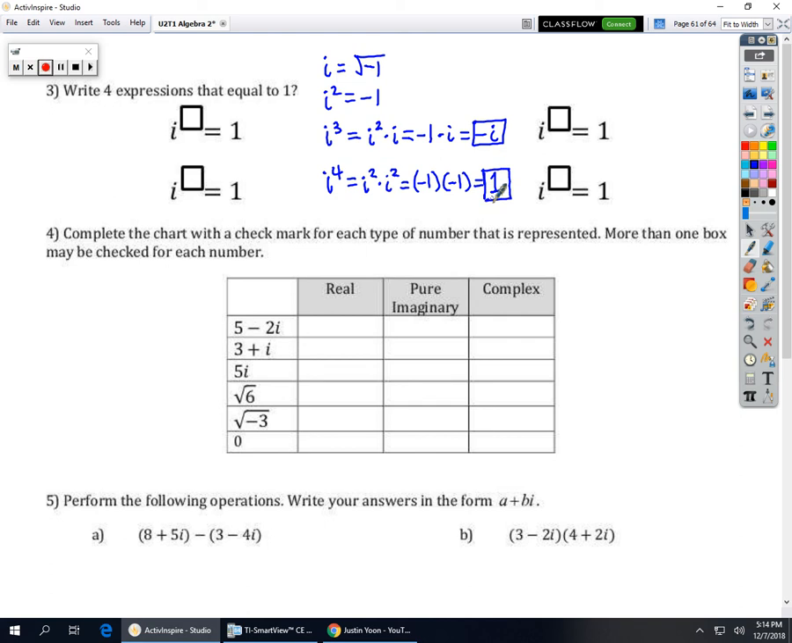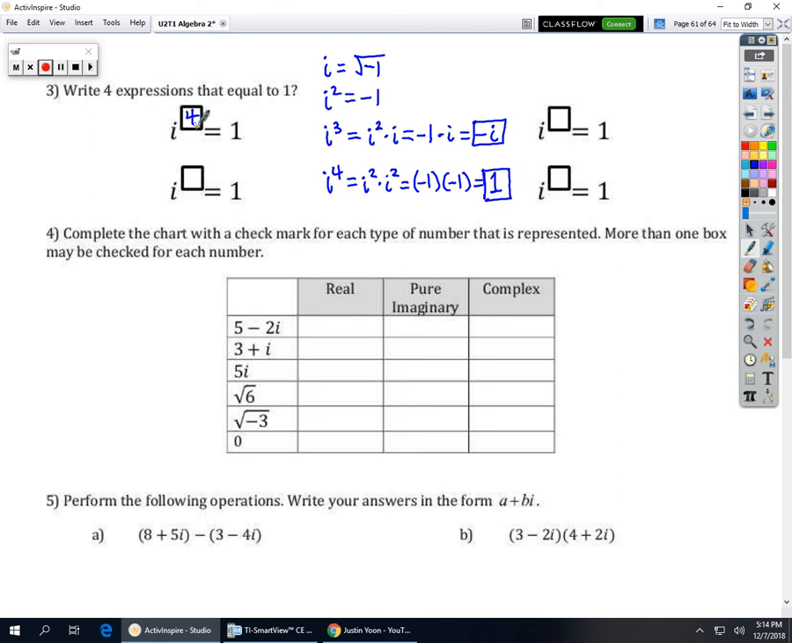So if we continue, this pattern keeps happening. i is the square root of negative 1. i squared is negative 1. i cubed is negative i. i to the 4th is 1. And then after 5, it goes back up. i to the 5th, i to the 6th, i to the 7th is this, i to the 8th is this. i to the 9th is this, 10, 11, 12. So it turns out all multiples of 4 work.